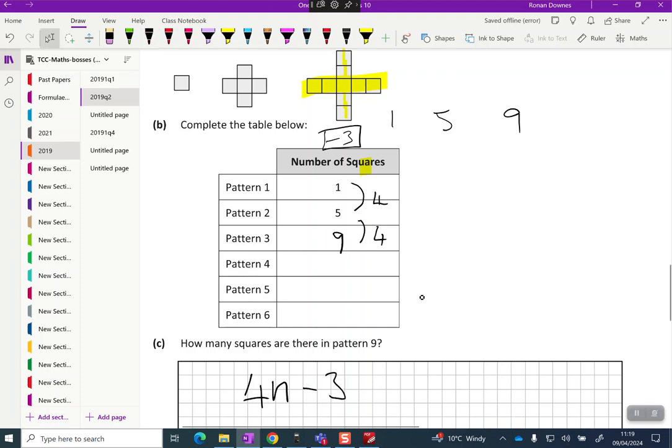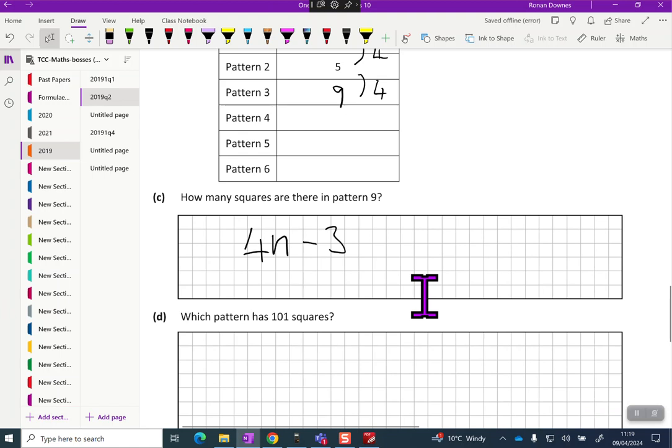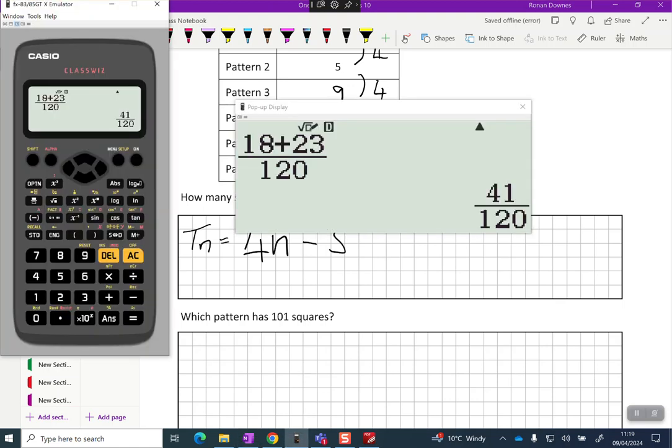We have a very solid way of doing that. We need to remind ourselves, and so on. But this is term n, written that way. So how many squares are there in pattern 9? So now, instead of being exhausting and filling in a load, we're going to just put this in the calculator, and it'll give us all the answers to everything.